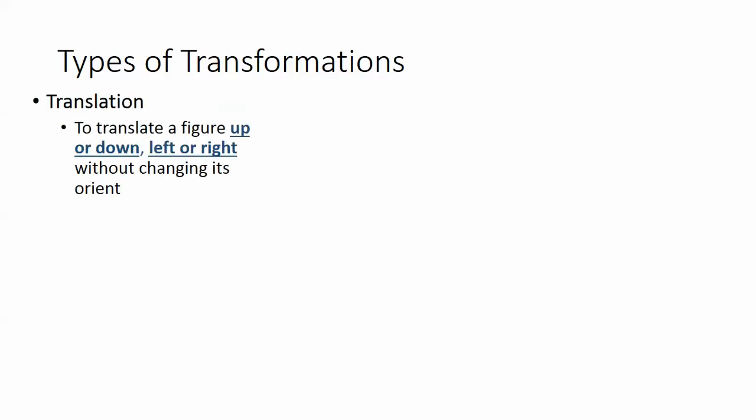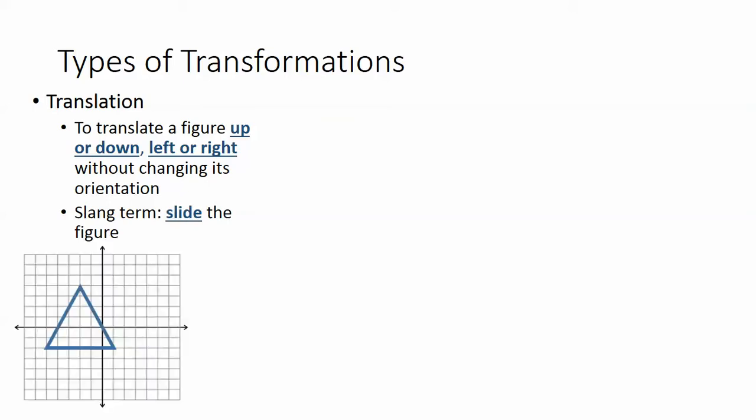Our types of transformations are translation, that is to translate a figure up or down, left or right, without changing its orientation. The slang term is to slide the figure. So we'll take our triangle and slide it. This triangle moved 1, 2, 3, 4, 5, 6 spaces to the right and 1, 2, 3 spaces up. Right is positive and up is positive, so I'll describe this as x plus 6 and y plus 3.